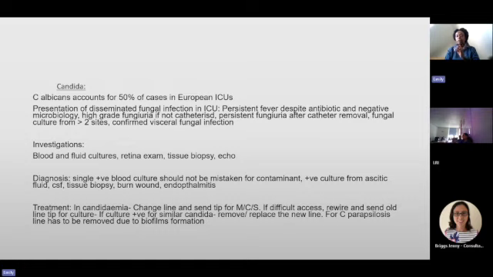If it's someone who has a difficult access, you can rewire it, and send the old line for culture. If the culture comes back with the same Candida, then that line needs to be removed, or else the patient will never get better.